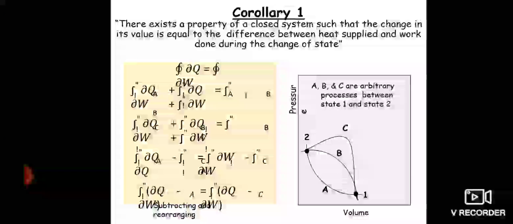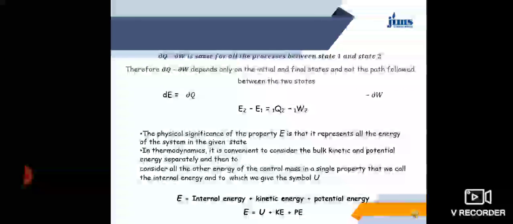So there exists a property of a closed system such that the change in its value is equal to the difference between the heat supplied and work done during the change of state. We can see that the physical significance of the property E is that it represents all the energy of the system in the given state. In thermodynamics, it is convenient to consider the bulk kinetic and potential energy separately, and then to consider all the other energy of the control mass in a single property that we call the internal energy, to which we give the symbol U. So therefore E is equal to internal energy plus kinetic energy plus potential energy. E = U + KE + PE.